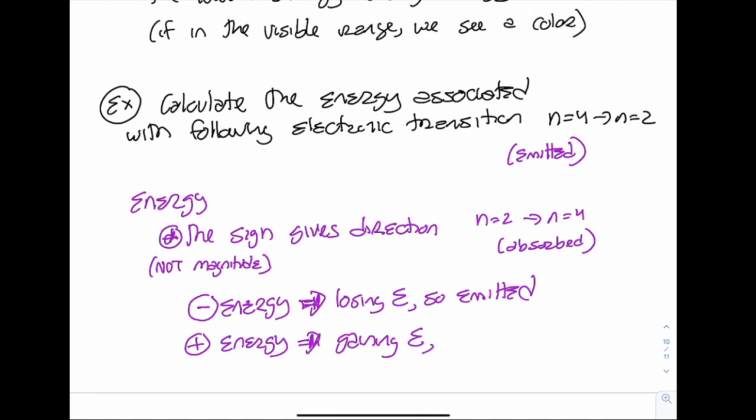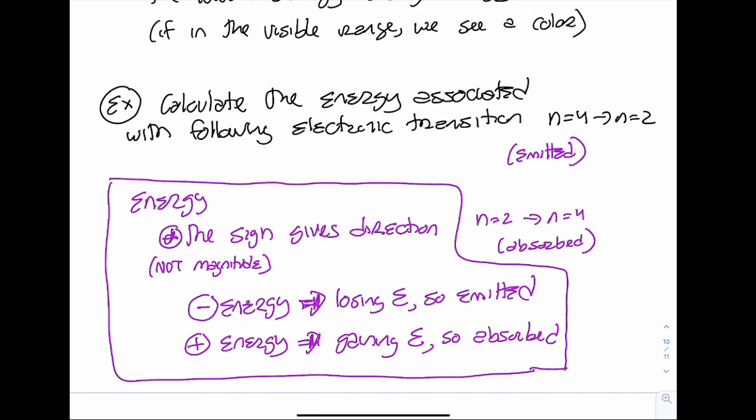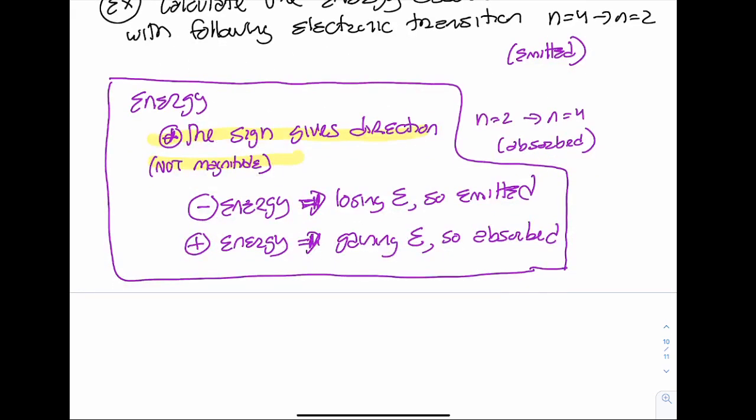Which means our electron's going up in energy level, so absorbed. So this is going to be true anytime we talk about energy. The sign on energy is always going to give us direction, not magnitude. If we're solving for wavelength, frequency in this chapter, or any chapter, those are always going to be positive values. So wavelength and frequency will always be positive values.